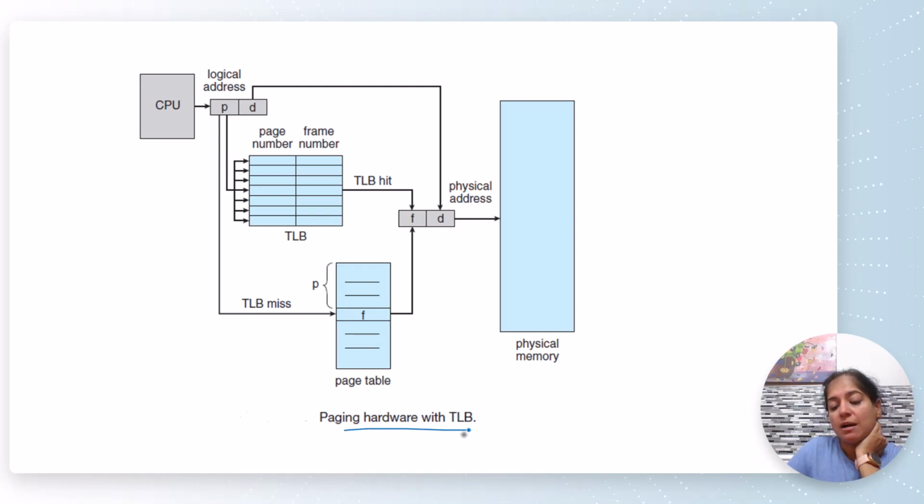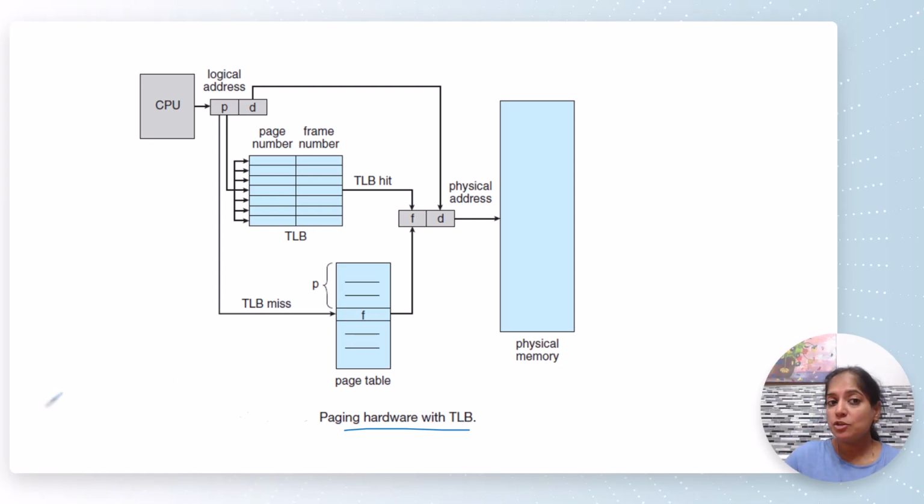This is the paging hardware using the TLB, that is the translation look-aside buffer. Since we do not need to go every time to the page table, which is in the physical memory and which is in the RAM, we go for the TLB. TLB is a small hardware which works as a cache actually.